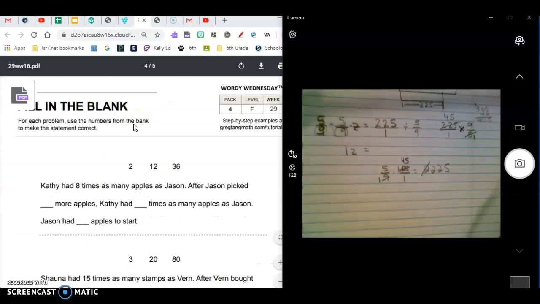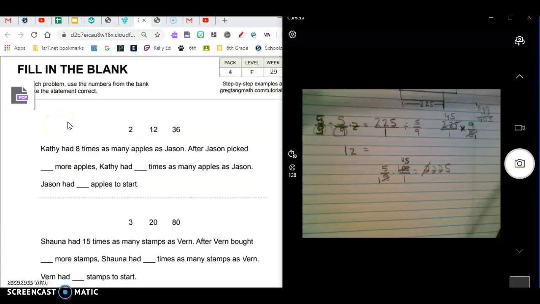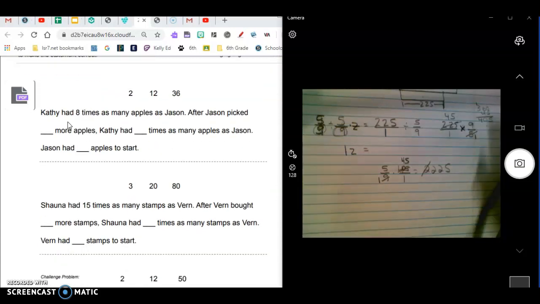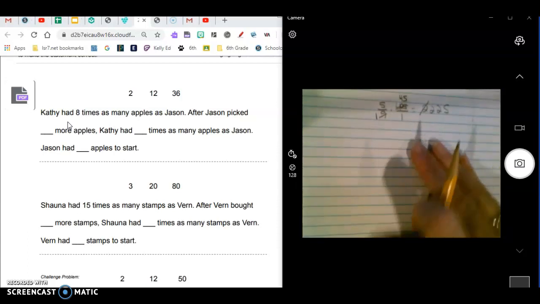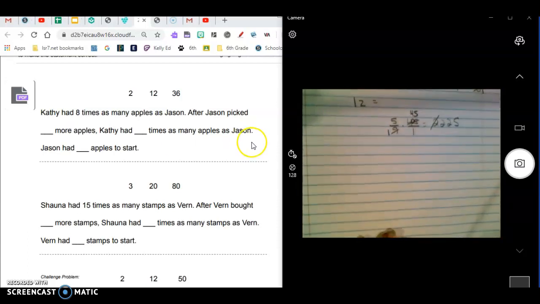All right, let's look at fill in the blank here. For each problem, use the numbers from the blank to make the statement correct. So Kathy had 8 times as many apples as Jason. After Jason picked more apples, Kathy had blank times as many apples as Jason. Jason had blank apples to start.